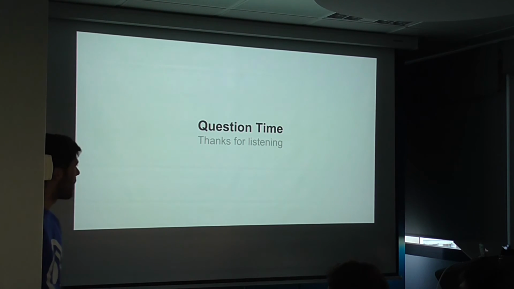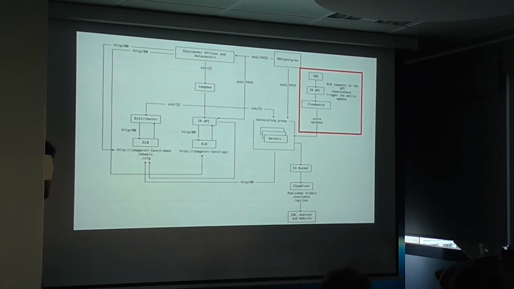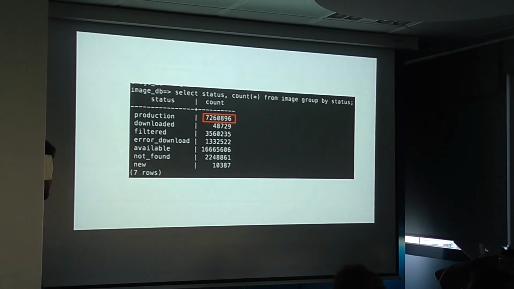So that's it. If you have any questions, I'll happily answer them. I have a question. In the numbers of how many images were lost in every step, the available row is all the images that you get, and then the 7 million in production are out of this. Yes. This can only be one status. Yep.